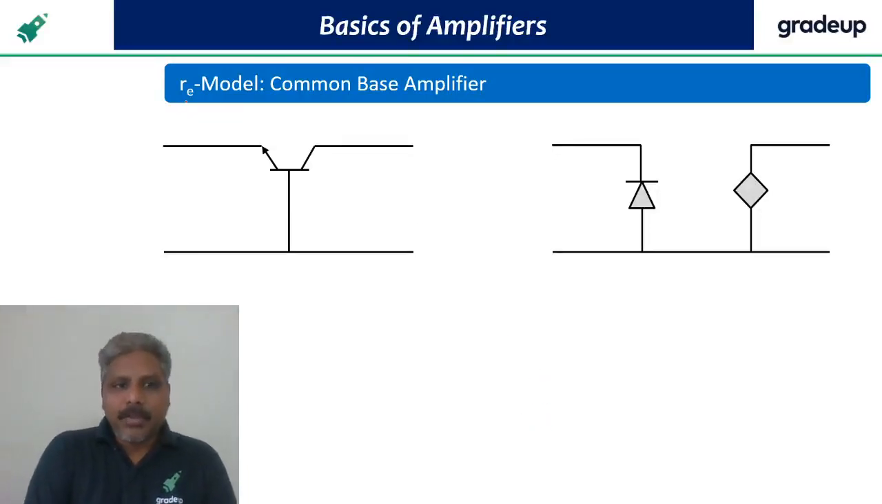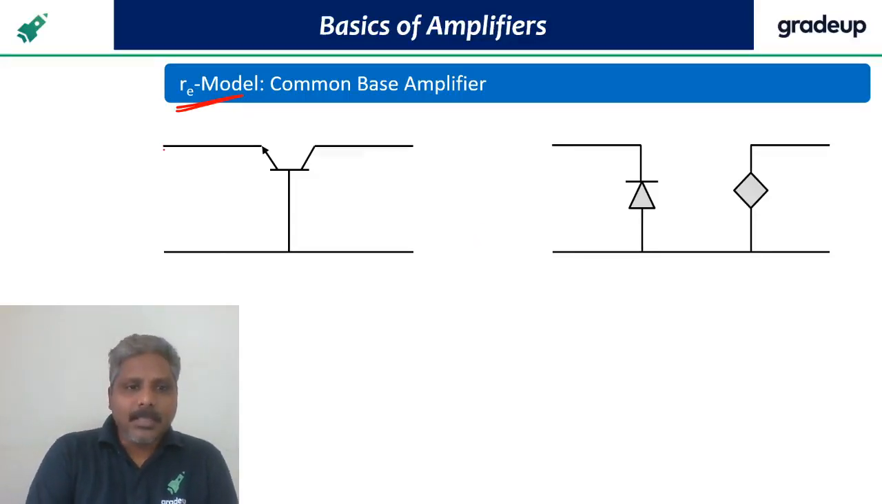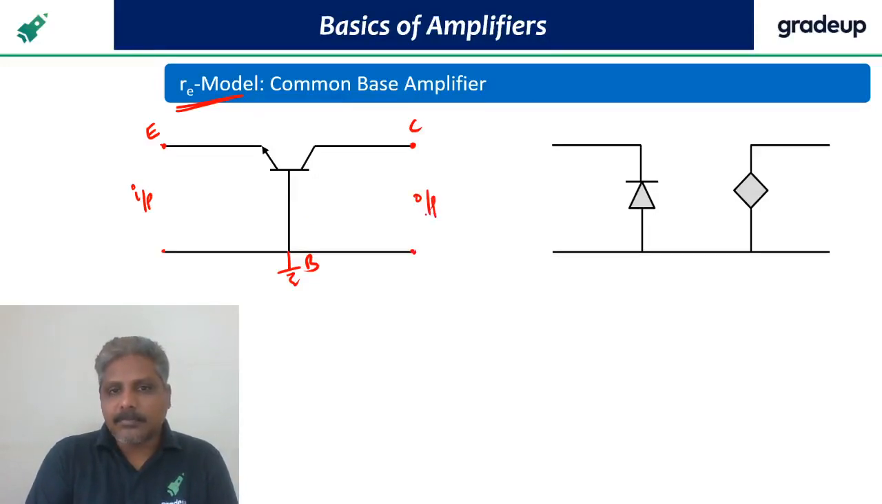Since I am going for the re model, I am going to show you how this re model is actually developed, and what this re model is. Listen carefully. This is the emitter terminal. You all know this. This is the collector terminal. And this is the base terminal, which is ground. Here is the input we are applying, and here is the output we are taking. That is why it is called common base.